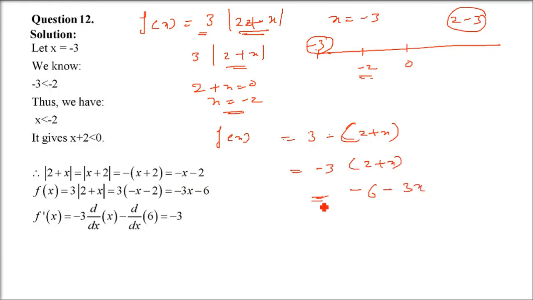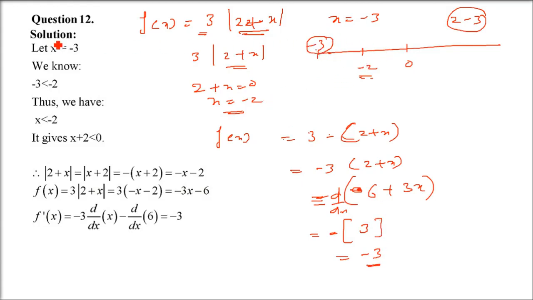So you have this as the function now, and now do the d by dx. So minus 6, so minus you can take outside. This 6 is going to be 0, and you have 3x, so 3 will come. So you have minus 3, negative 3 you have. So this is how you are going to do it, okay?